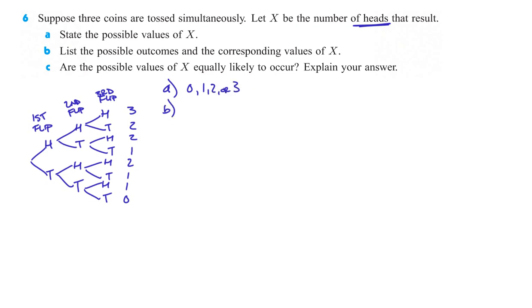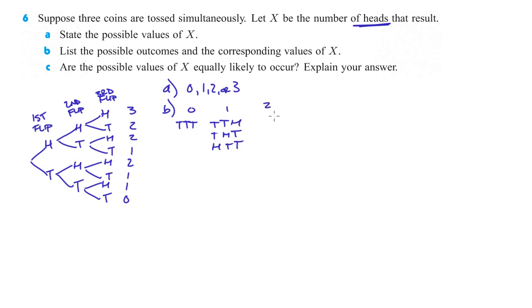For B, list all the possible outcomes and corresponding values of x. Basically, they're saying how can we get 0 heads? We can get that by doing tails, tails, tails. How can we get 1 head? That's by tails, tails, heads. Tails, heads, tails. And then also heads, tails, tails.